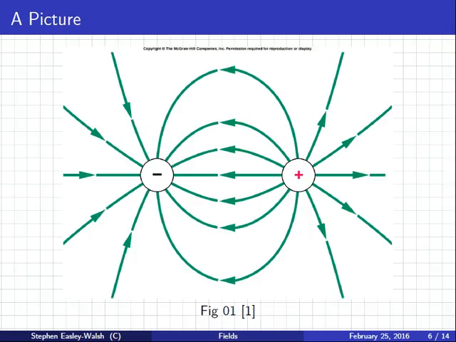Got this? No, I don't see any pictures. Hello, electric field is always from positive to negative. That is true. I need more honey pop. Okay, that's enough. I can't have too much.